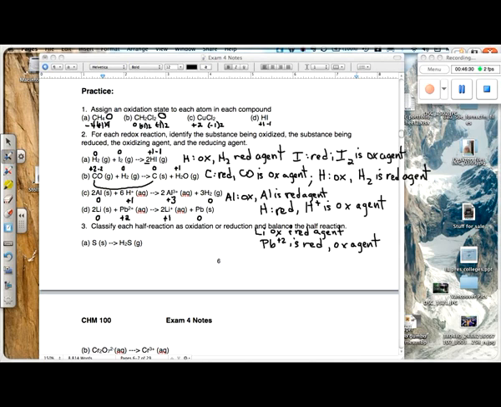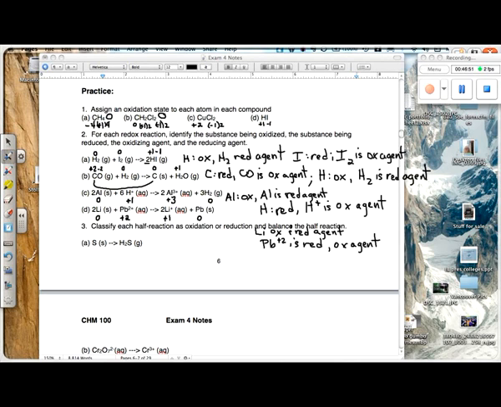All right, number 3. Classify each half reaction as oxidation or reduction. Again, you're going to have to assign oxidation numbers to do that. And balance the half reaction. So we're going to focus on those steps that were above just for the half reaction. But let's determine which kind of half reaction this is.